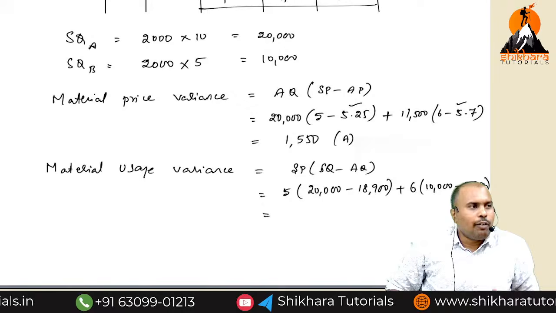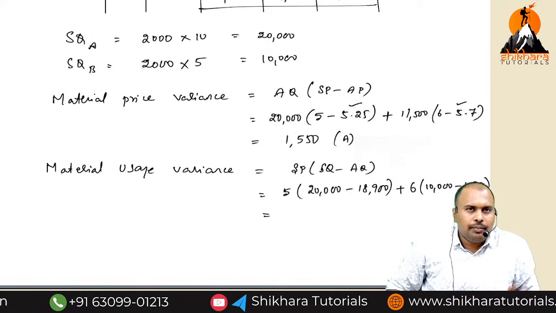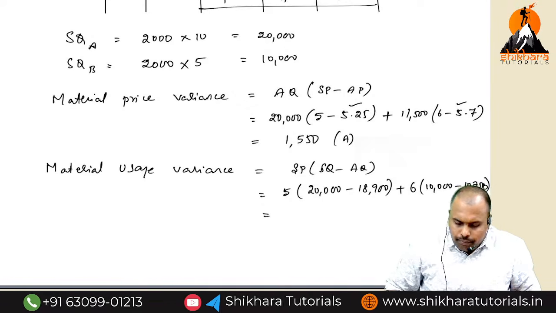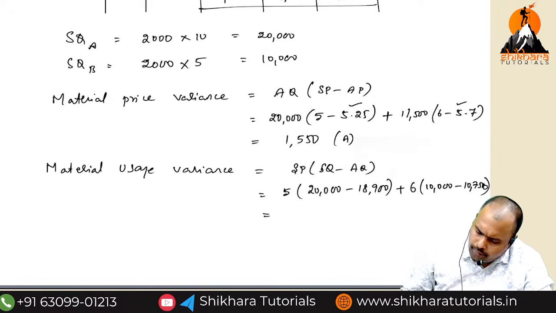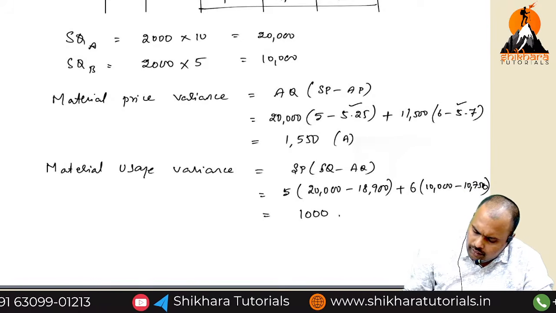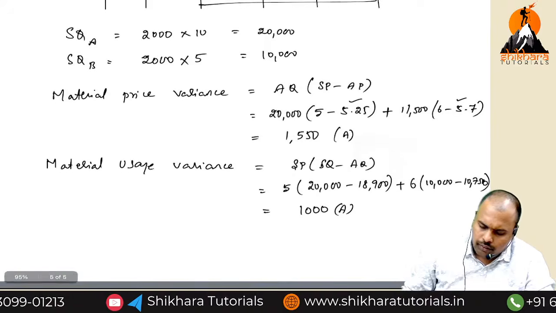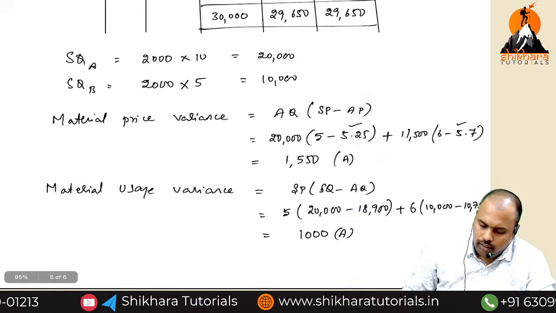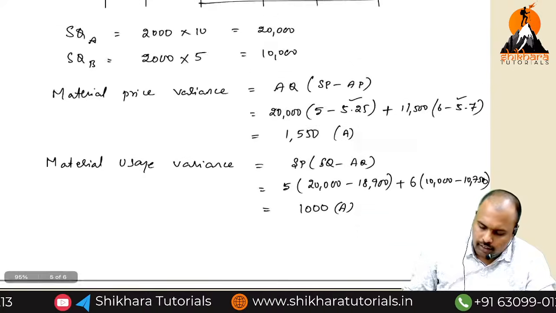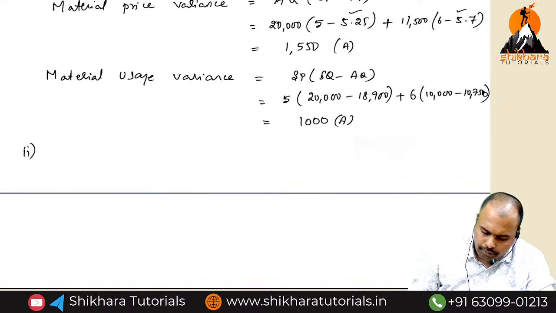So make it one habit. Don't go with both. Understood? Okay, how much is this? 1,000 adverse. Clear? That's about material variances. Next, let's go for labor variances.